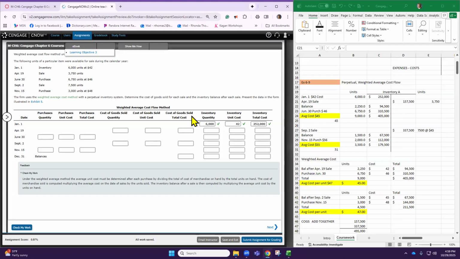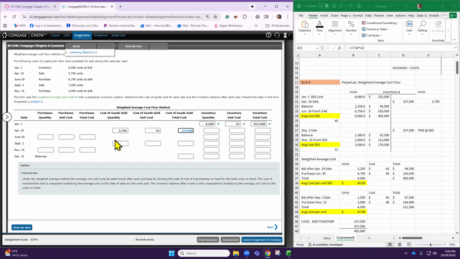And this is average cost. Because there's not more than one cost sitting there, the first sale, which is April 19th, comes from those $42 costs. You don't get a chance to do a weighted average until you have more than one cost. So the first sale is April 19th, 3,750 units at a cost of 42, which is 157,500.